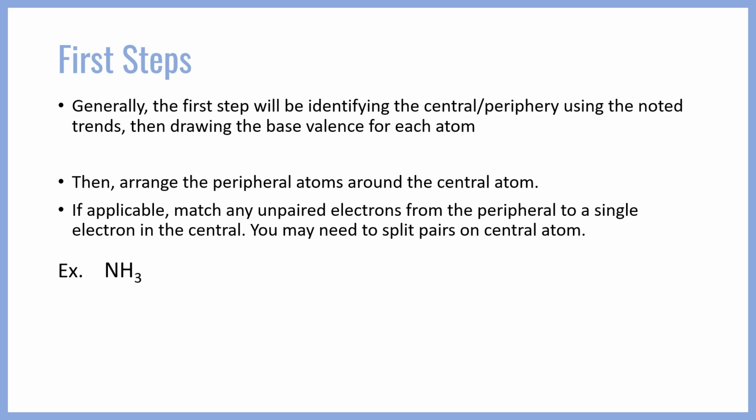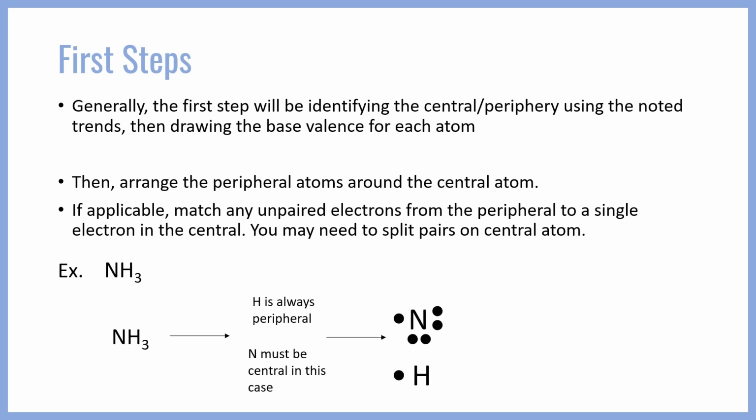So ammonia, our molecular formula, is going to be NH3. What we want to do first is identify the peripheral and the central atoms. So, just like I said, hydrogen is always going to be peripheral because of its size. So as a result, H will be peripheral and N must be central in this case. Having identified the central and periphery, we want to go ahead and draw the base valence. So that is going to look like this.